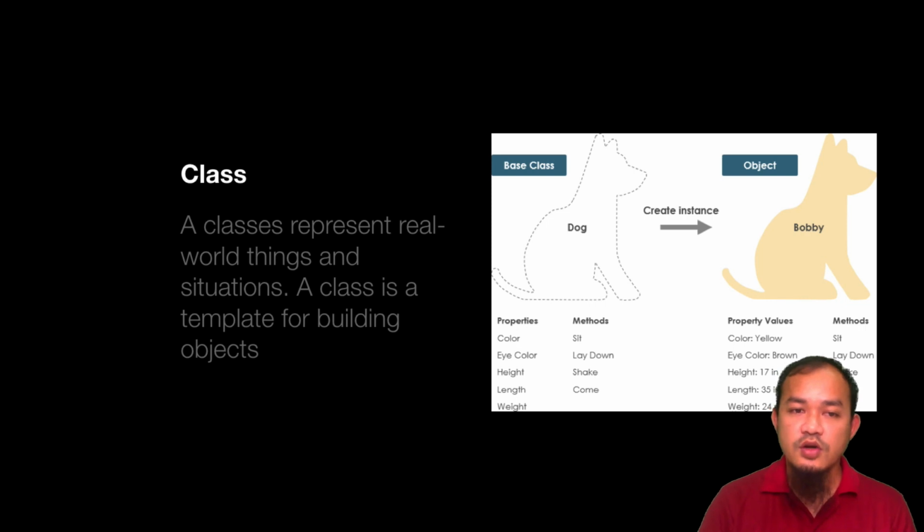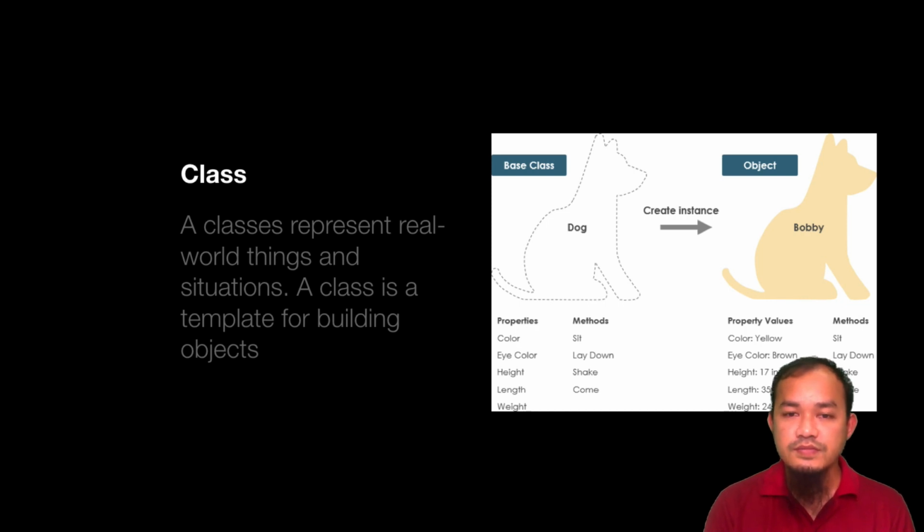Class. The class will be the first thing that comes up when we talk about object-oriented programming. We use a class to represent real-world things and situations. A class is a template for building objects. Whatever thing is around us in the real world, we represent in terms of a class.